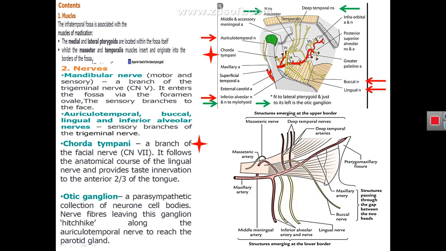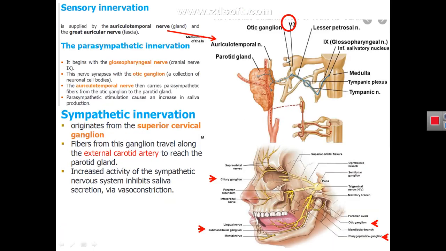The mandibular nerve is associated with the otic ganglion, one of the four parasympathetic ganglia of the head and neck. I think we had discussed these four peripheral parasympathetic ganglia with the presentation of the parotid gland, and we described the parasympathetic connection of the otic ganglion, which is located near the mandibular nerve, near the foramen ovale, and gives its parasympathetic supply to the parotid gland with the auriculotemporal branch of the mandibular nerve, which is a sensory nerve.